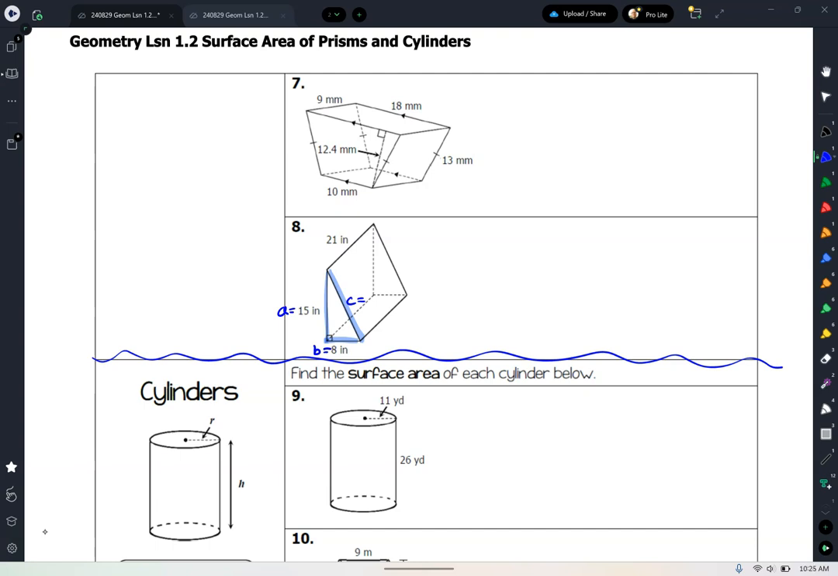Everybody got it? Yeah. All right, good job today, you guys. Way to go. 3D geometry, we're rolling. Nice work.